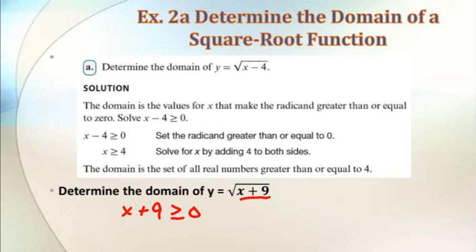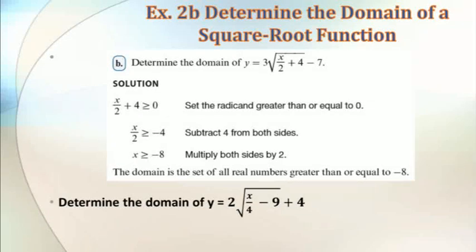Now all I need to do is just solve for x. So I'm going to subtract 9 on both sides. And that gives me an answer of x is greater than or equal to negative 9. Any value of x that's greater than or equal to negative 9 will work. Because if I put a negative 9 in, negative 9 plus 9 is 0, square root of 0 is 0. So negative 9 is the smallest number I can actually put into the function.